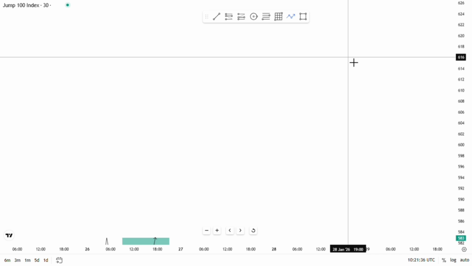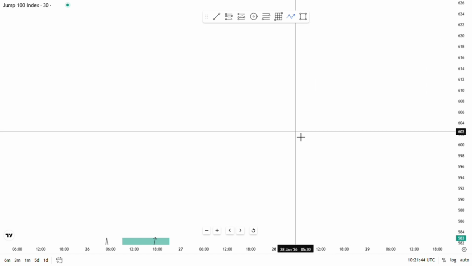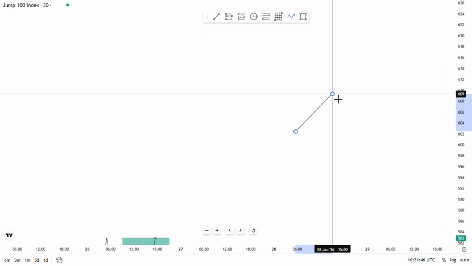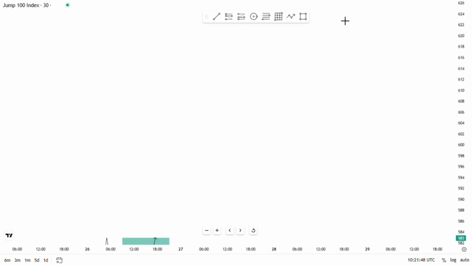So now we are heading into the next breaker block pattern. You get? So first of all, we start with the line.